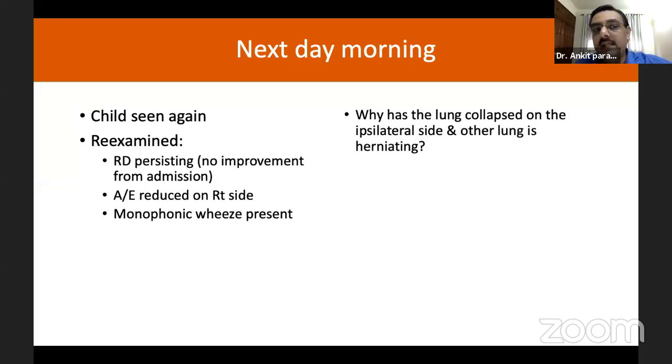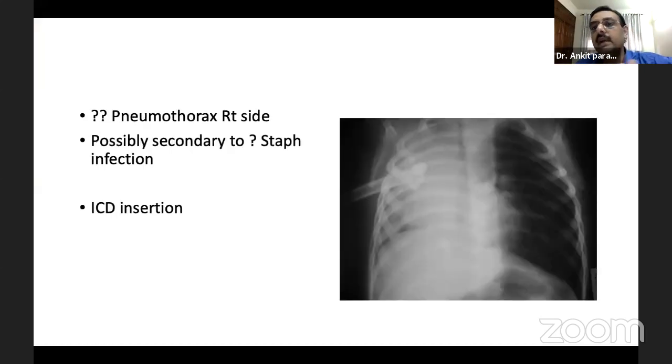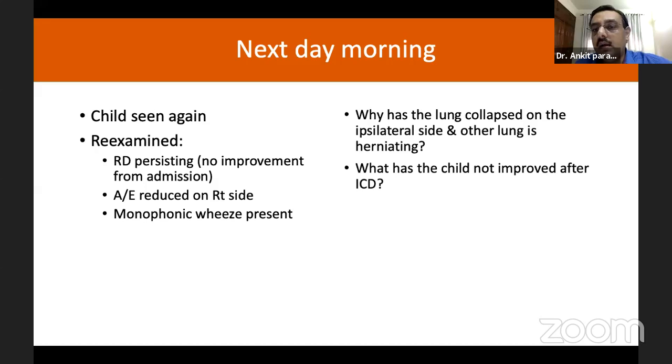We don't know. Why is the other lung herniating? If you look at this, the left lung appears to be herniating to the right side. Why? The ICD hasn't improved things. Why is there a monophonic wheeze? That is something which tells us that it is possibly not a pleural or parenchymal lesion. It is more of an airway disease.